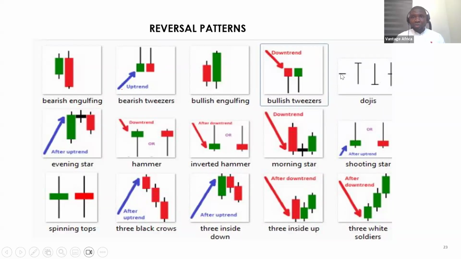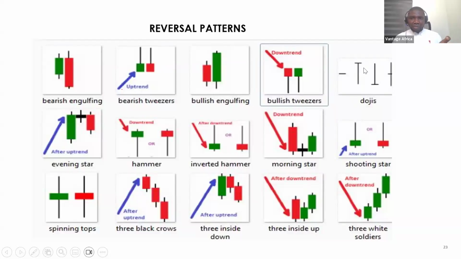This one is indecision. It means that price closed and opened at the same position. One thing with dojis generally is that price opens and closes at the same point. Price opened at this point and closed at the same point. That's why it's showing you a black color instead of a green or a red. Even on your system, it will show you a black color when you see a doji because price closed at the exact same spot that it opened. This one is telling you something, and we'll discuss it in a different session.